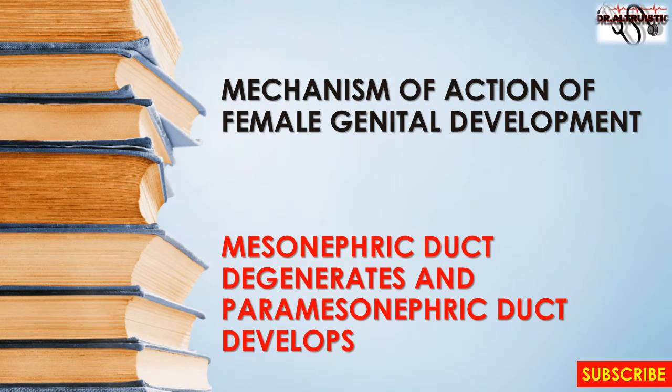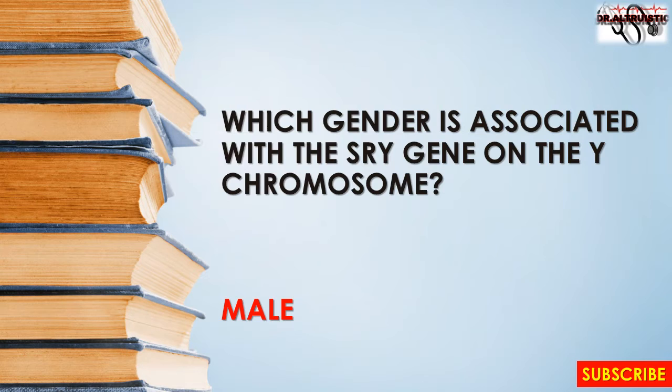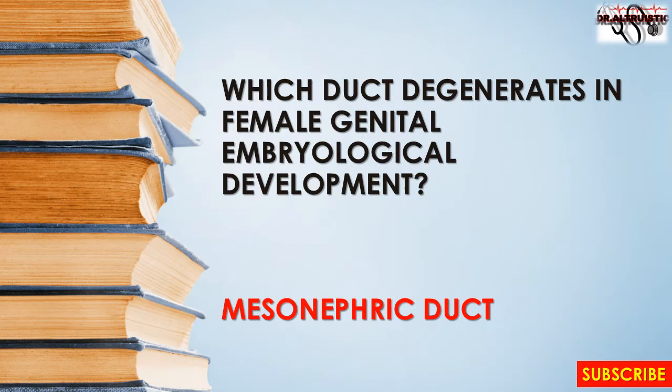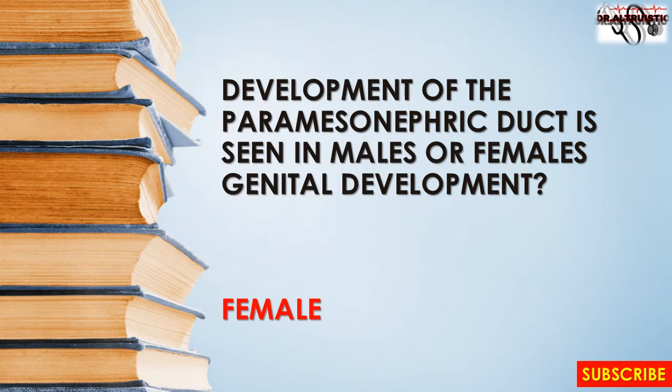Mechanism of action of female genital development. Mesonephric duct degenerates and paramesonephric duct develops. Which gender is associated with the SRY gene on the Y chromosome? Male. Which duct degenerates in female genital embryological development? Mesonephric duct. Development of the paramesonephric duct is seen in males or females genital development? Female.